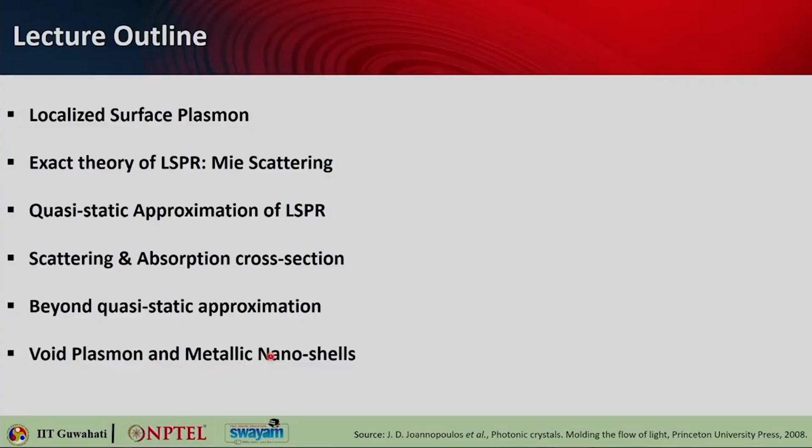So here is the lecture outline. We will first see what is Localized Surface Plasmon, and then we will see how to do the derivations of Localized Surface Plasmon Resonance conditions, and we will treat using exact theory of LSPR, that is Mie scattering theory or Mie theory. We will also look into the quasi-static approximation of LSPR. We will find out how to calculate the scattering and absorption cross section. We will also see how to handle the cases beyond quasi-static approximation, and towards the end we will see the characteristics of void plasmon and metallic nanoshells.